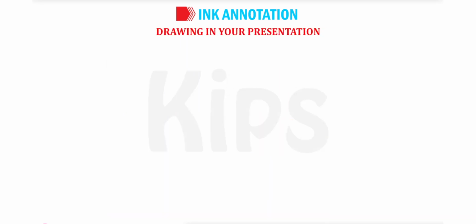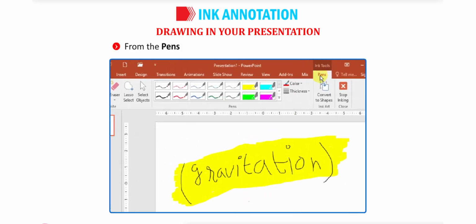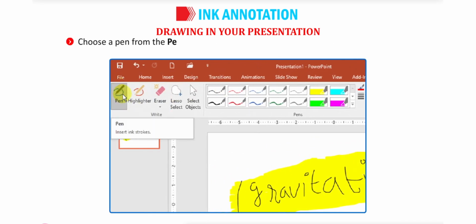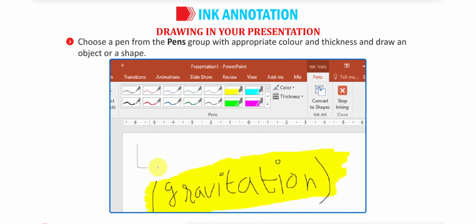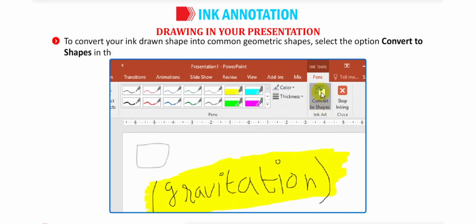Let us learn how to draw in your presentation. To draw an object or a shape in your presentation, from the Pens tab, select the Pen tool in the right group. Choose a pen from the Pens group with the appropriate color and thickness and draw an object or a shape. To convert your ink-drawn shape into a common geometric shape, select the option Convert to Shapes in the Ink Art group on the Pens tab.